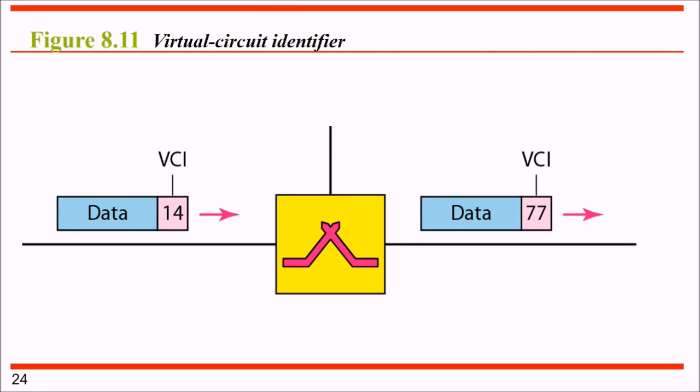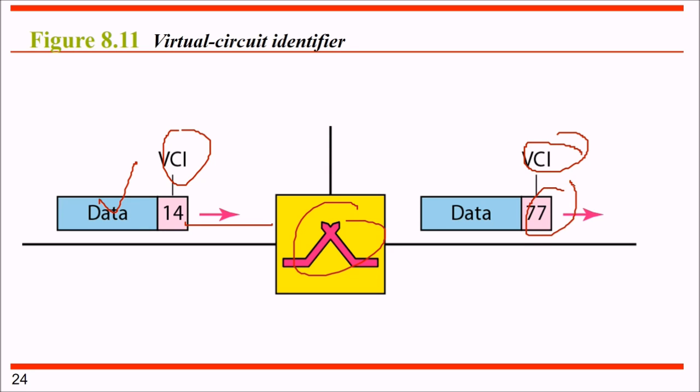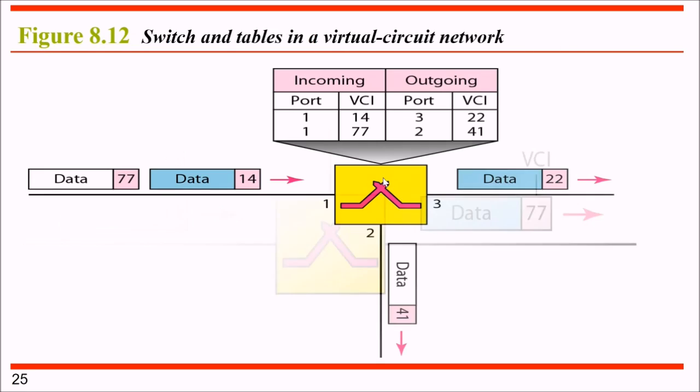This is the virtual circuit identifier, because if you have data, you actually need a VCI, that is a virtual circuit identifier, and this again has some VCI. These are the switches in between. So the data or the packet passes through a switch, and this VCI changes until it reaches the exact destination.